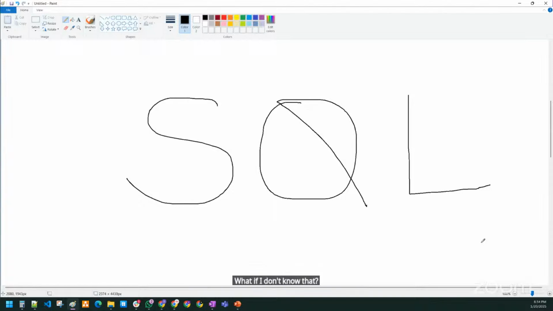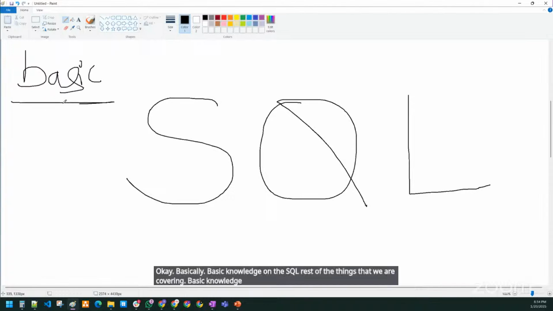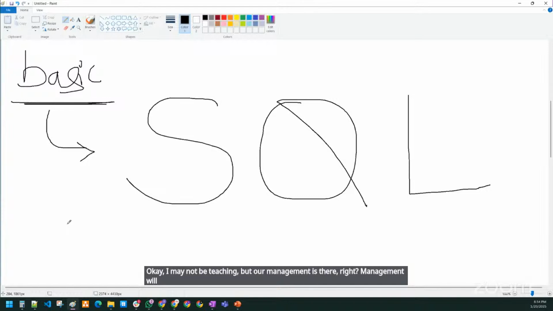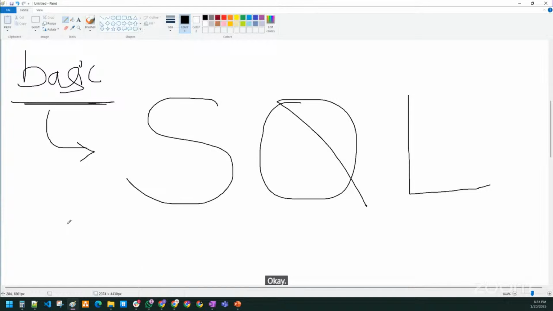Yes, it is SQL. That's the prerequisite, guys. Basic knowledge of SQL, that is more than enough. The rest of the things we are covering. And if you do not know it, our management will help you with SQL also. I may not be teaching it, but our management is there, right? Learnomate management will call you, and if you need any help with SQL, they'll support you.